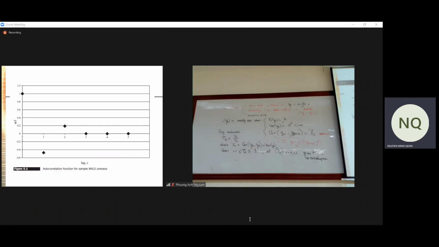So what is the value of tau 0? Tau 0 is gamma 0 divided by gamma 0, equal to 1. The others will vary between -1 and 1. We have an example there: the first value tau 0, then tau 1 negative, and tau 2, 3, 4, 5, all of them are 0. An example of an ACF.